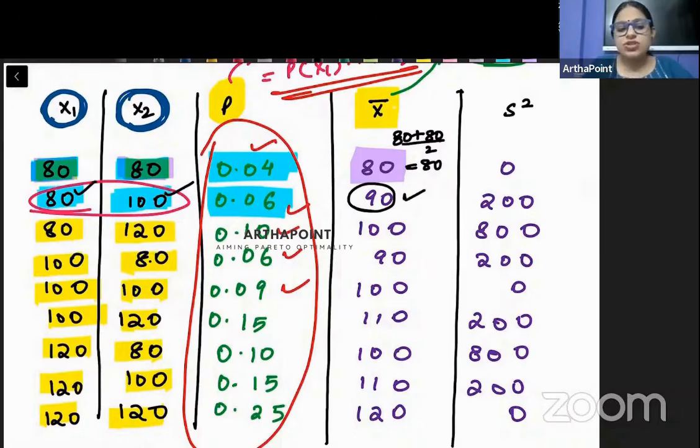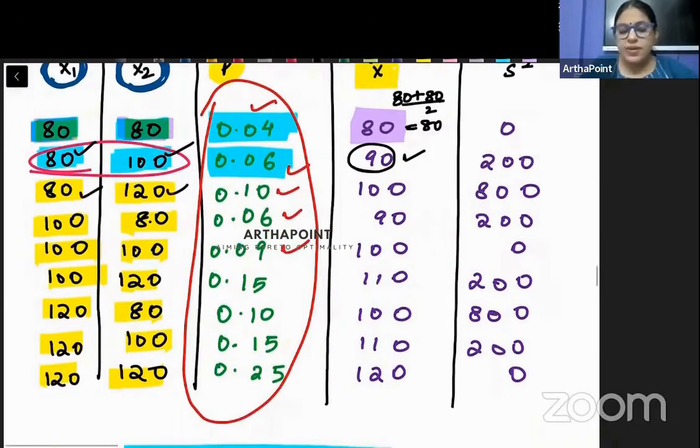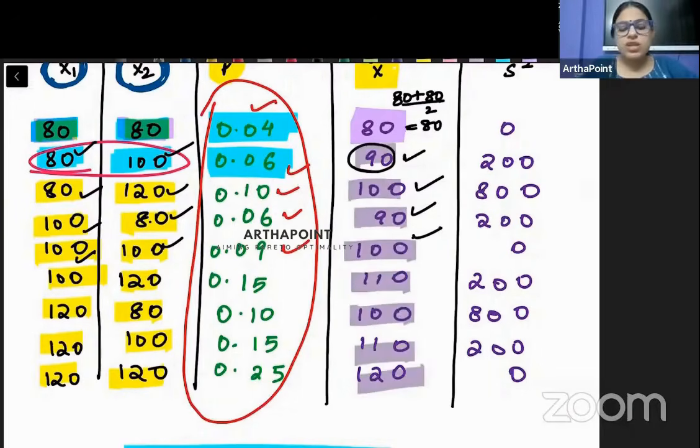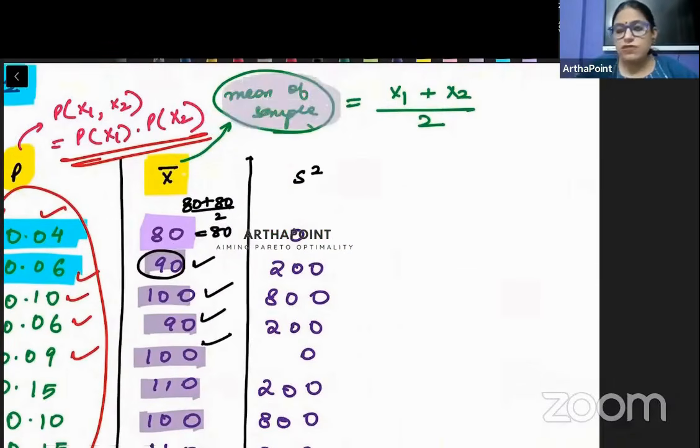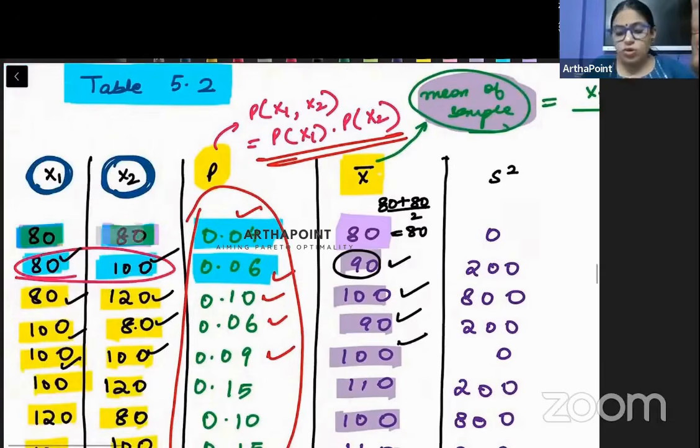In similar fashion, I have filled this entire column. So look, 80 plus 120 is 200, divided by 2 is 100. 100 plus 80 is 180, divided by 2 is 90. 100 plus 100 is 200, divided by 2 is 100. In that way, I have found these mean values. So this column represents the mean of the sample. The sample only had 2 data points, and I calculated their mean and wrote it here.